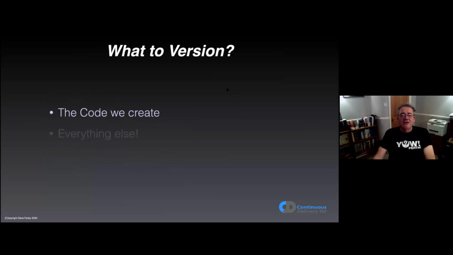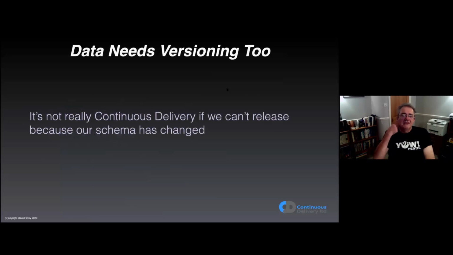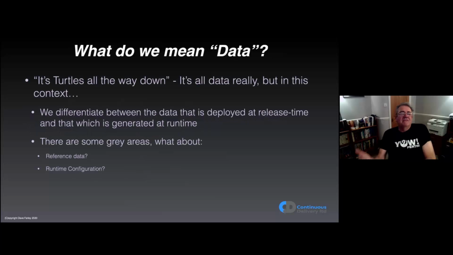So we're going to version the code we create, and we're going to version everything else. So data needs versioning too. It doesn't really count as continuous delivery if we can't release because our schema has changed. And what does that mean really? What do we mean when we start talking about data?